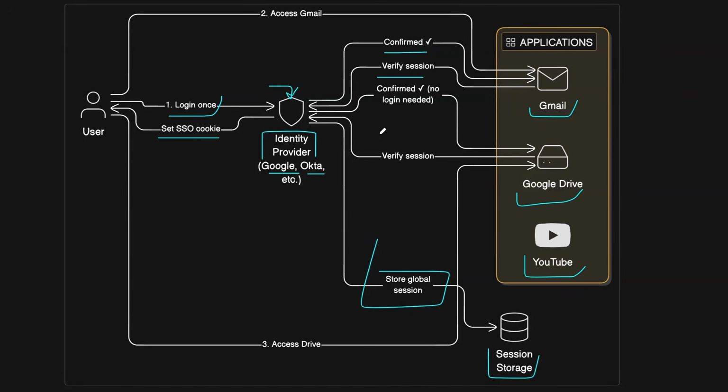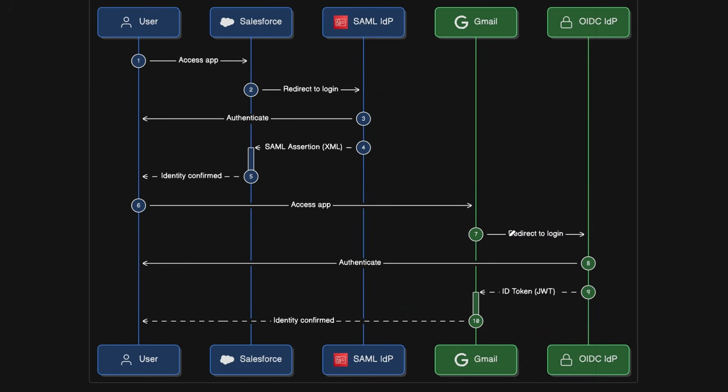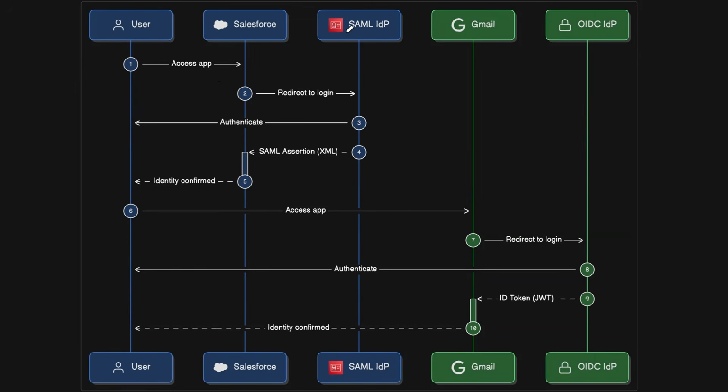And for the next requests, if you need to access Google Drive for the next one, you don't need to log in again because you have this cookie and the session stored in the session storage. So we just verify your session, and if it's valid, then you get access to Google Drive as well. And similarly to YouTube, to Google Calendar, and other services. As I mentioned, single sign-on uses identity protocols underneath. And these protocols are SAML, which is Security Assertion Markup Language, or OpenID Connect. Both of these are identity protocols which are used in combination with single sign-on.